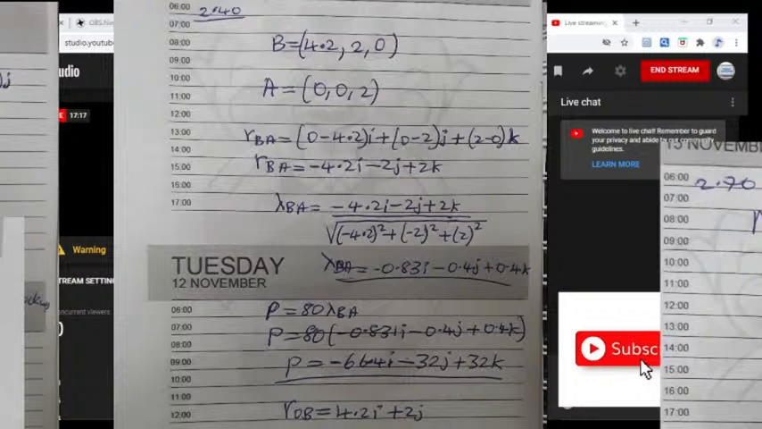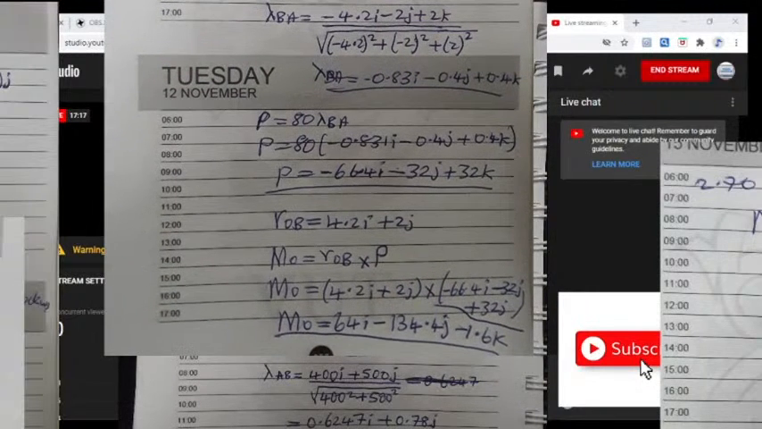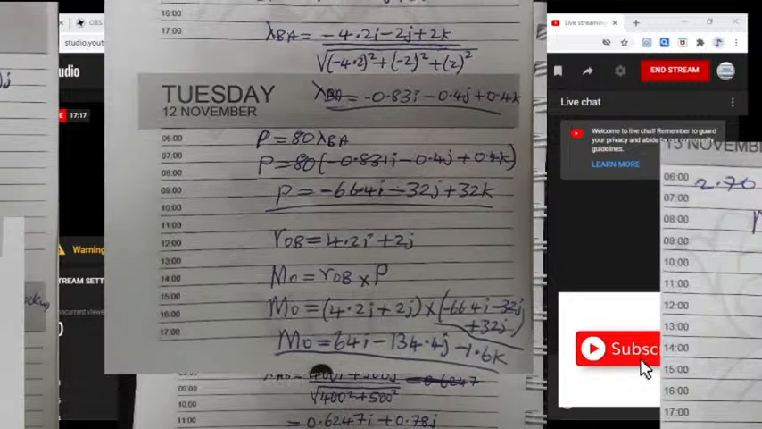Then we were given 80. 80 was the force that was already there. So we take this force and multiply it with the magnitude that we got. Then we put it there. Then we get our P. Then the question is still continuing.